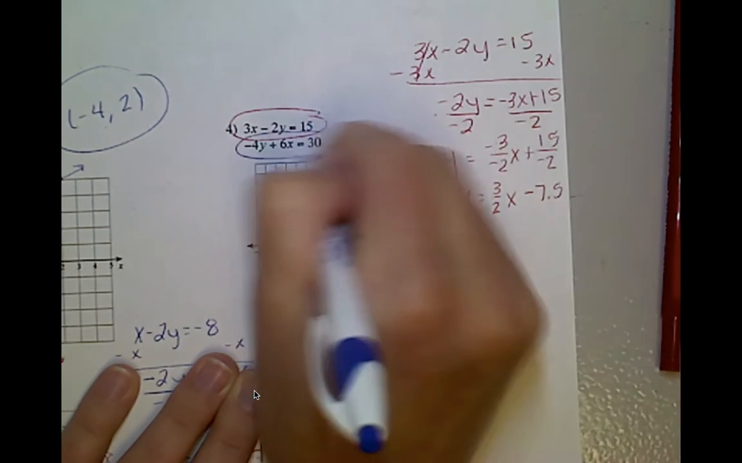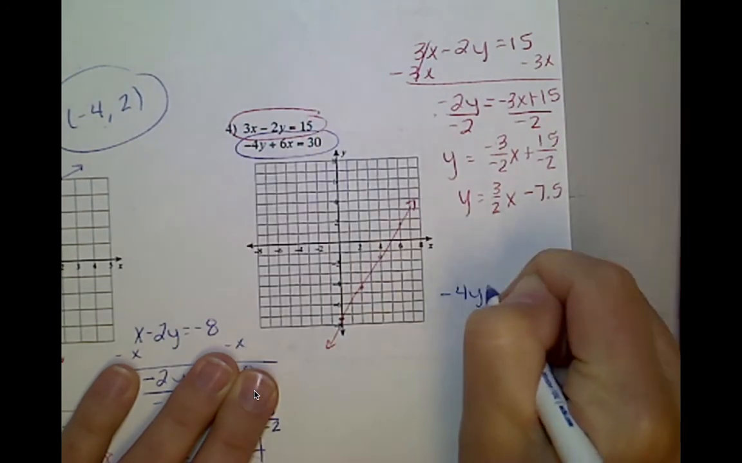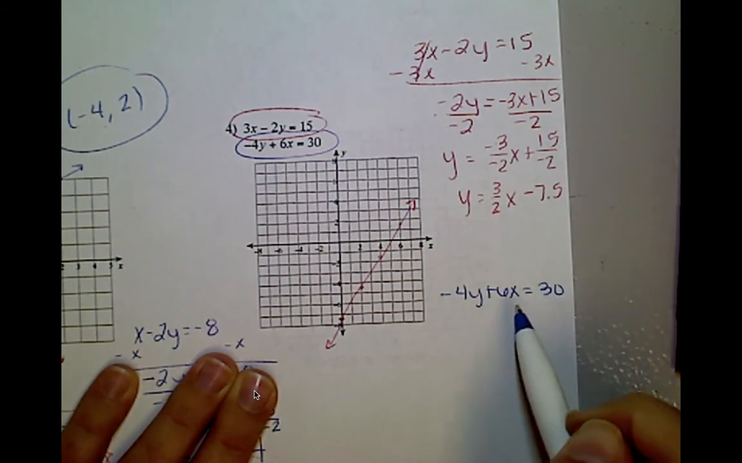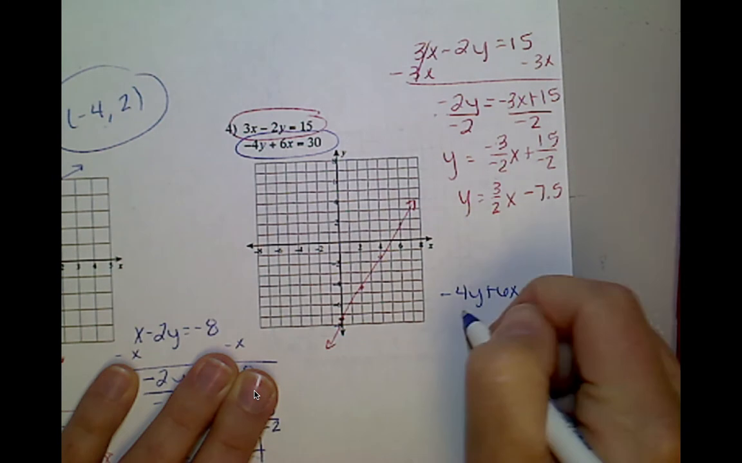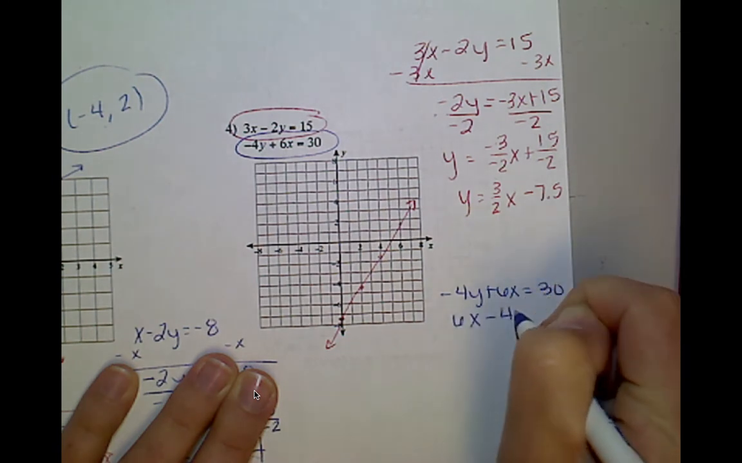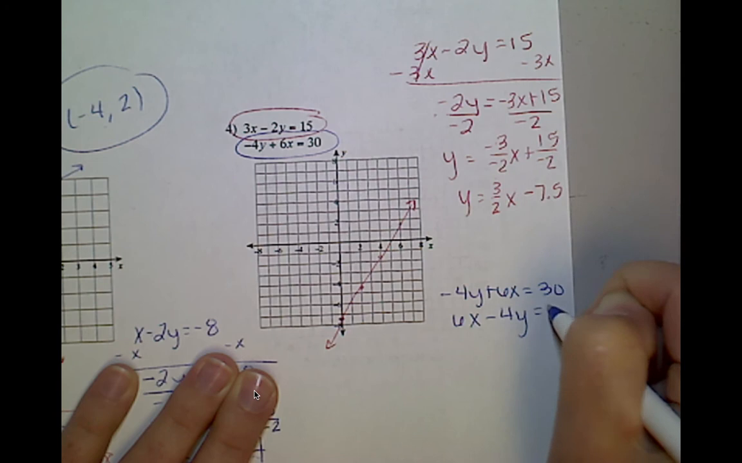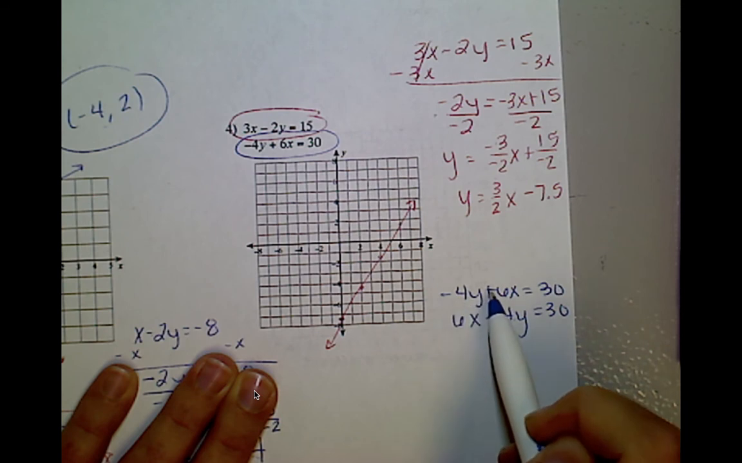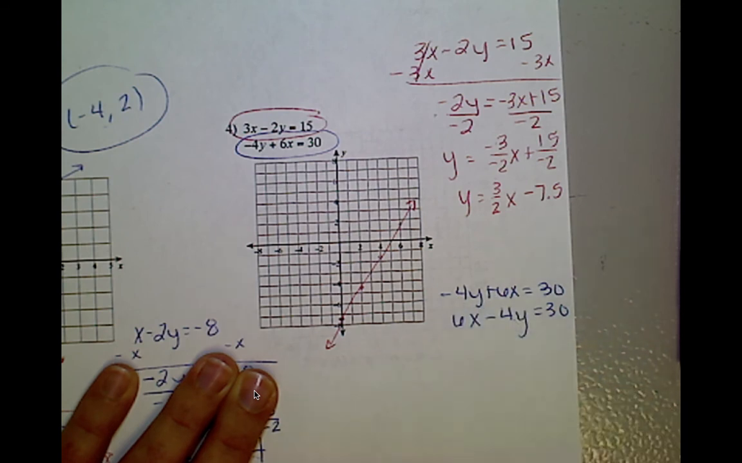Okay, last one we're going to do in blue. -4y plus 6x equals 30. Okay, I'm going to rearrange that a little bit because that's kind of not what I'm used to seeing. Because standard form, they write the 6x before the 4y. Okay, now it's kind of back to what it looks like. Notice I took the negative with the 4 because it's in front of the 4, and I made the 6x positive because there's a plus sign in front of it.